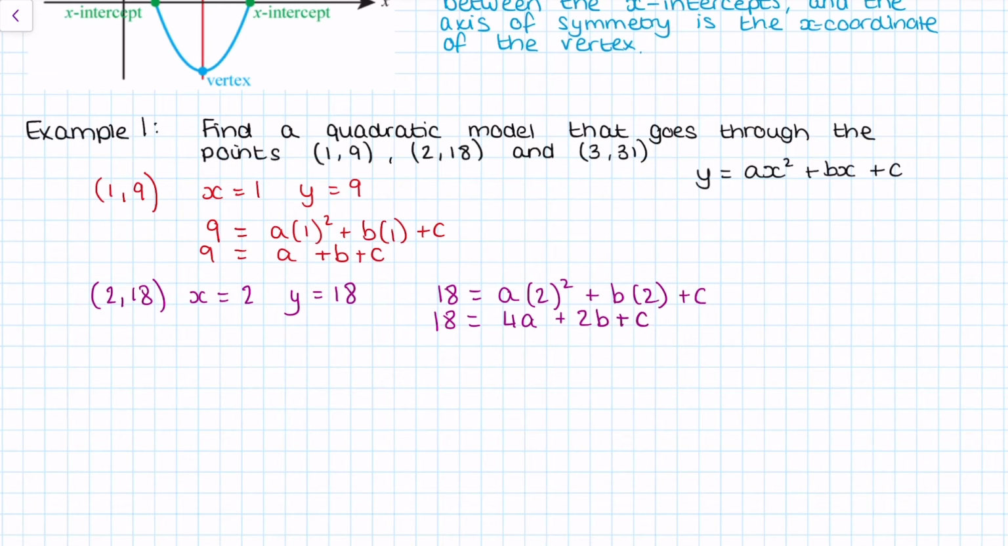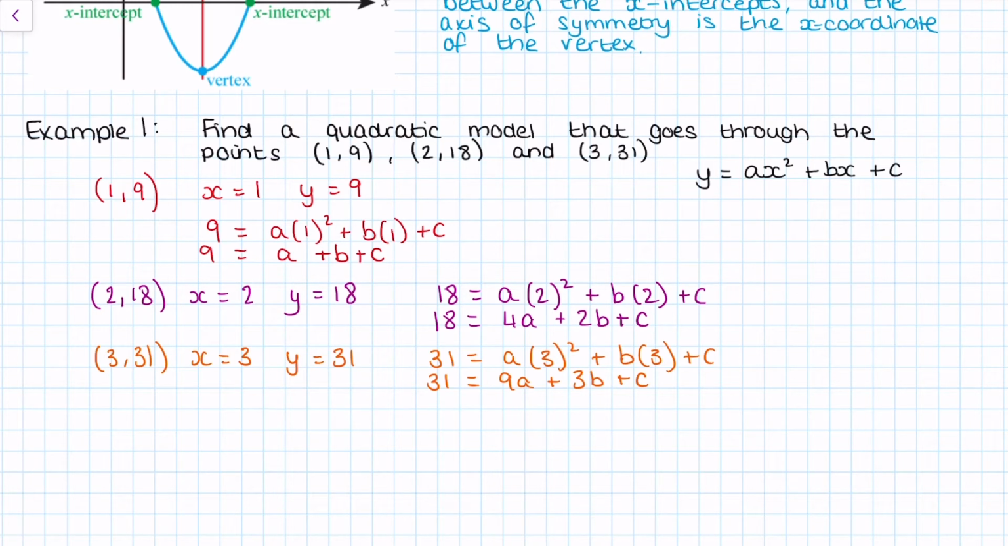And then the last point, as you can see now, we've got 3 equations and they are all linear because there's no squareds with our variables, which means we can use our simultaneous equation solver on our calculator. And I'll go to that now to show you how to do that.